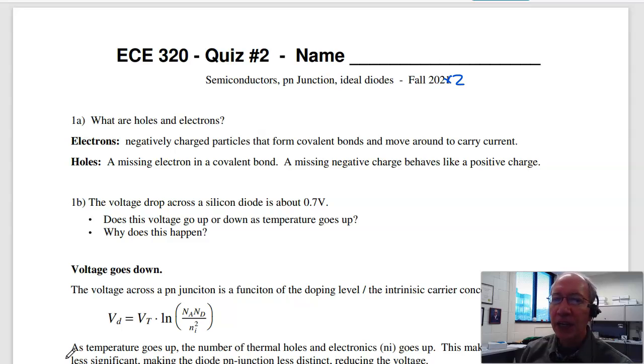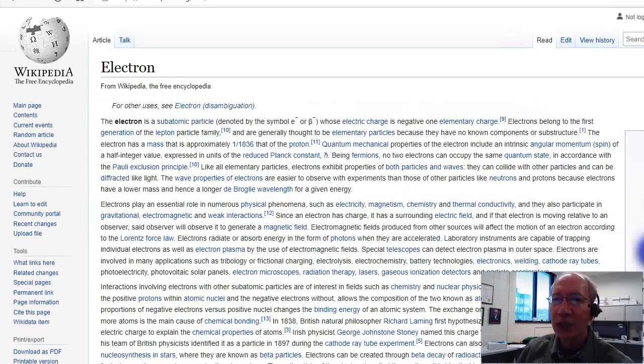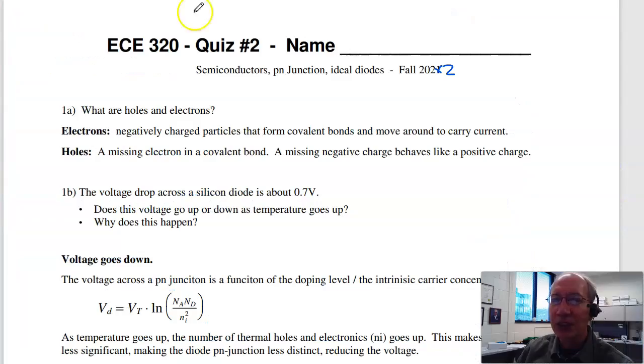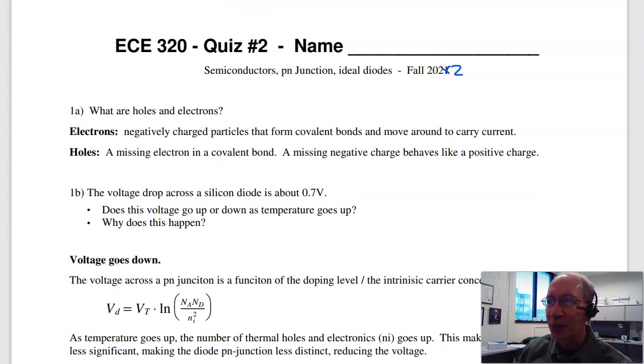The first question, part A, asks what are electrons and holes? Well, for electrons, you can just go to Wikipedia. Okay, this is an online quiz. Chegg, I highly discourage. Do not use Chegg, but other online resources, textbooks are fine.